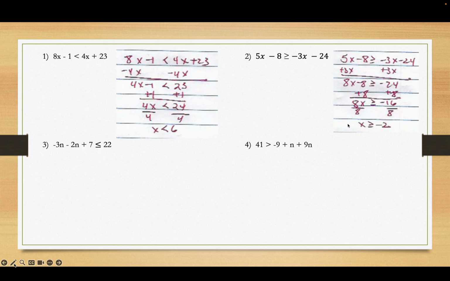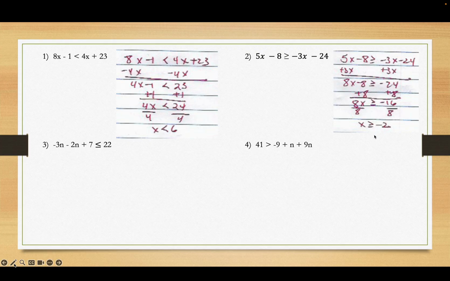Notice with this, I divided by a positive 8. So I don't change the sign because I multiplied or divided by a positive. I don't care, I should say, that I divided into a negative. That's irrelevant to me. It's only what I multiply or divide by. Divided by a positive, don't go changing any signs. Your answer must have all three parts. X is greater than or equal to negative 2.